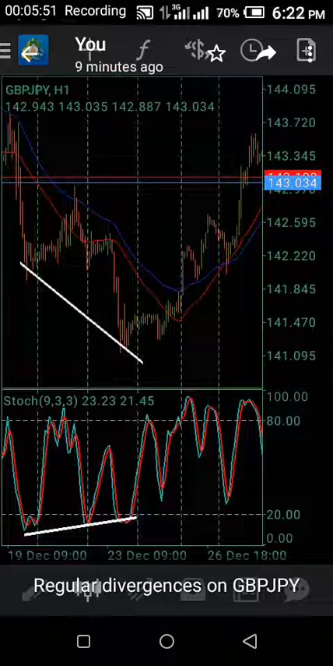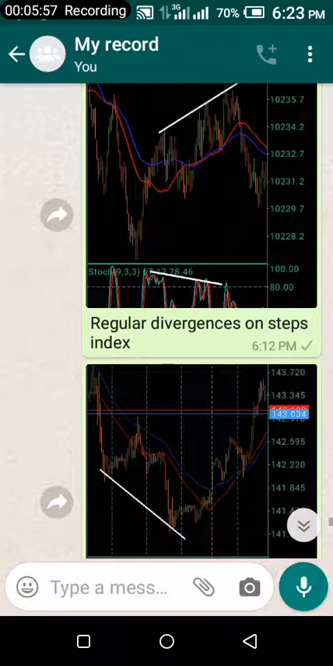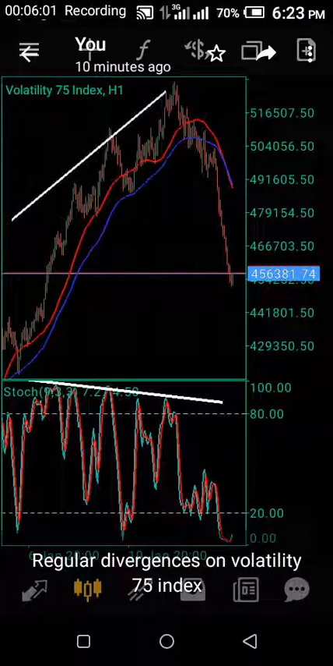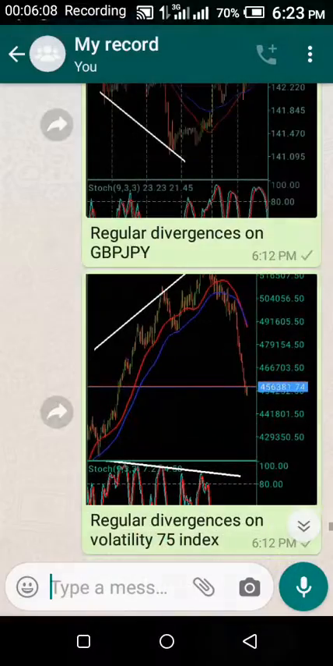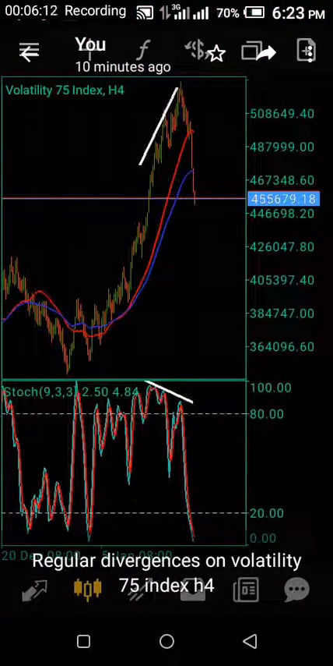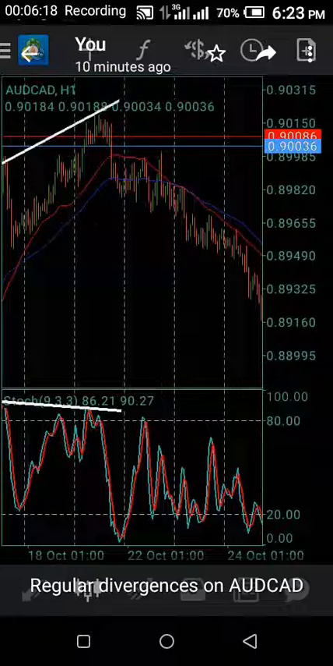Look at the way it happens. So once the spot does regular divergence, then it went up. Can you see? So this is another one. Look at this beautiful one on the volatility index. This one just happened on Saturday. Look at the way it goes. Can you see? So look at another one on volatility 75. That's H4. Then look at another beautiful one, AUD/CAD.